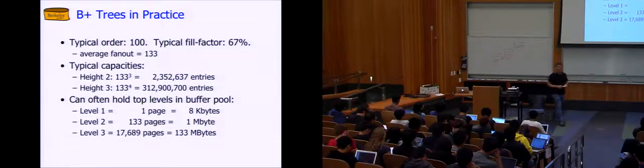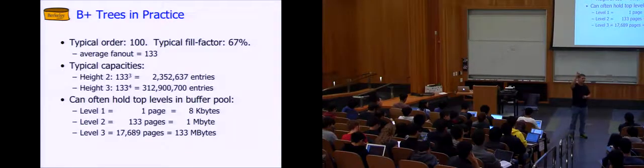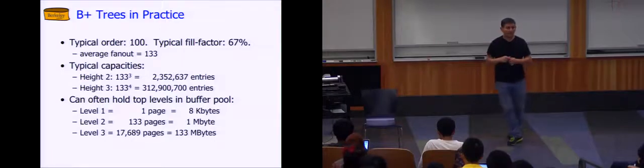That's why when I talked about index nested loops join last time, I said imagine that getting a lookup in that index is 2 to 3 IOs. That's pretty realistic, actually. Millions of tuples you can get in 2 to 3 IOs.